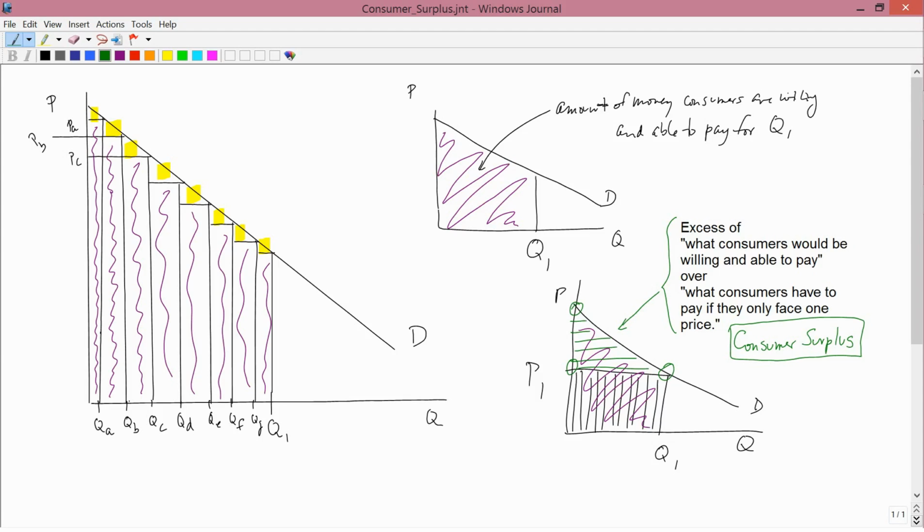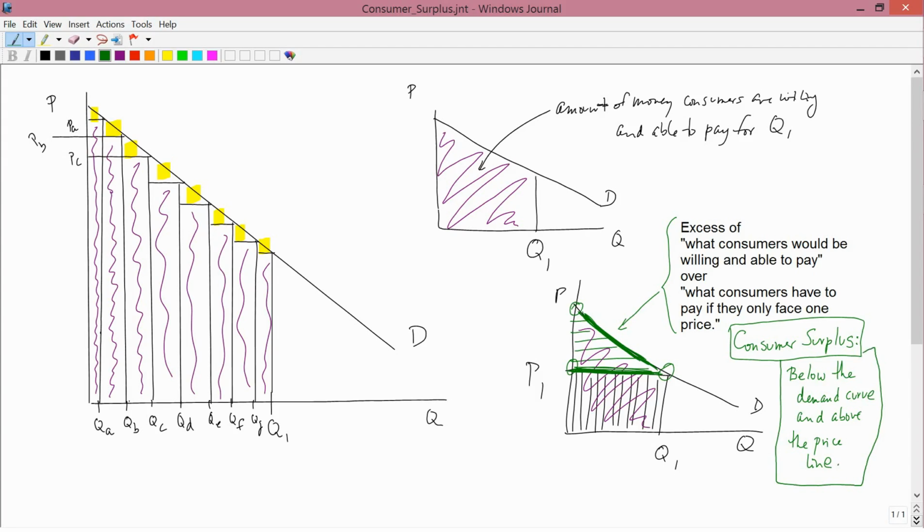And let's clarify where the consumer surplus is. The consumer surplus is below the demand curve and above the price line. By which I mean, below the demand curve is below the demand curve here. And above the price line, P1 is the price line, so above the price line here. So that's the location of consumer surplus, below the demand curve and above the price line.